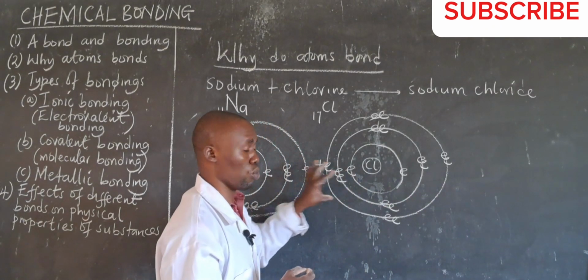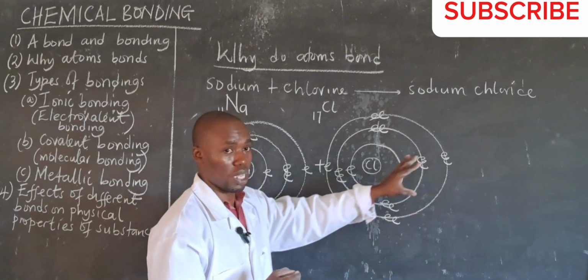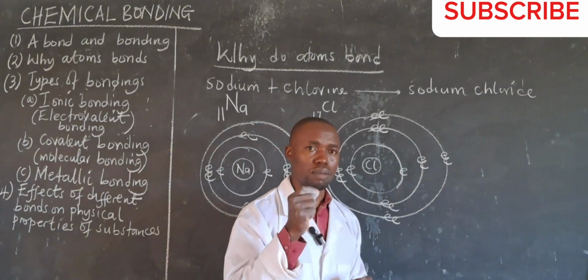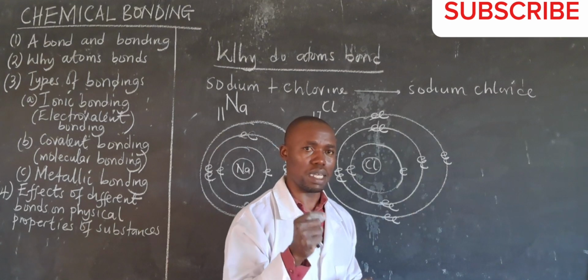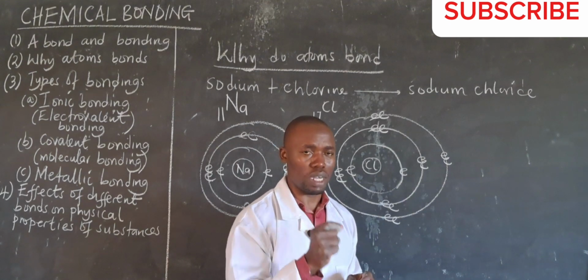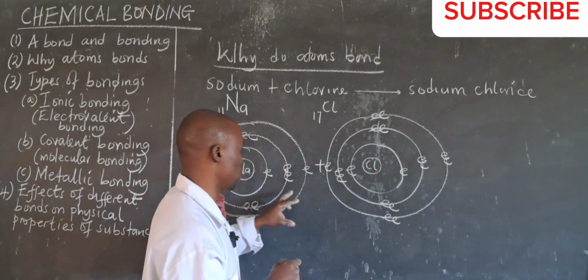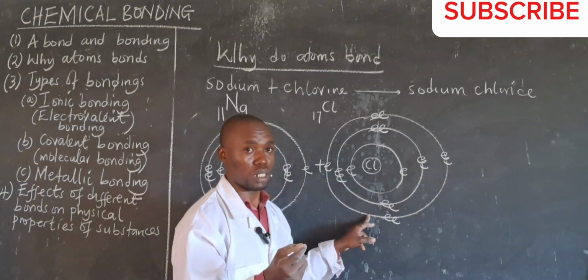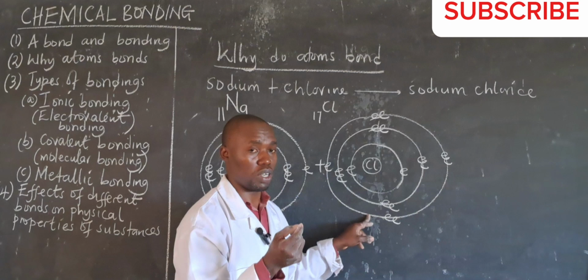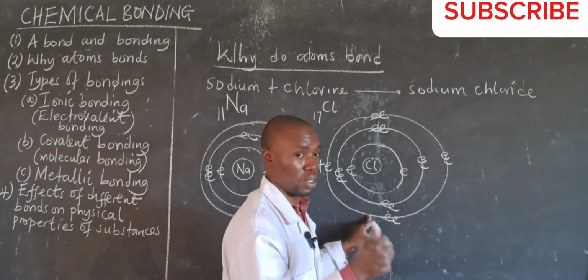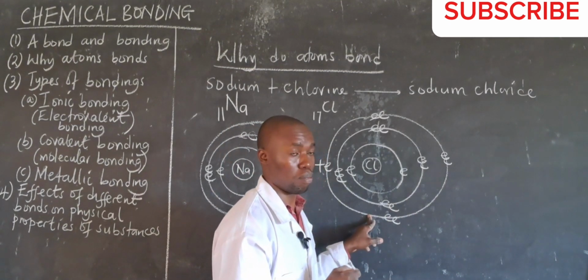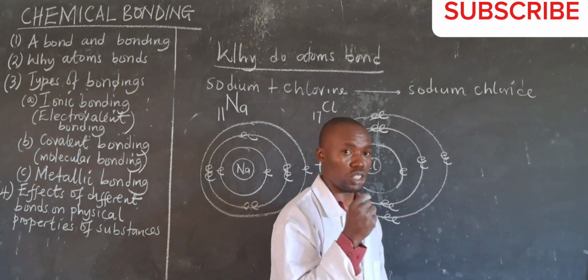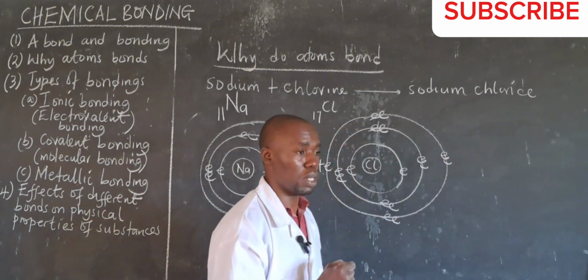That's why they are going to combine. In combining, they will gain stability. So the reason why atoms bond is because they want to attain a stable electronic structure. Sodium wants to have 8 electrons out. Chlorine wants to have 8 electrons out. That's not possible if the element is alone, except in metals where you shall see metallic bonding. But when they form sodium chloride, both sodium and chlorine will be stable.